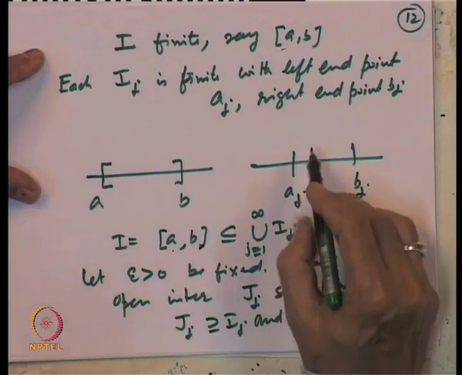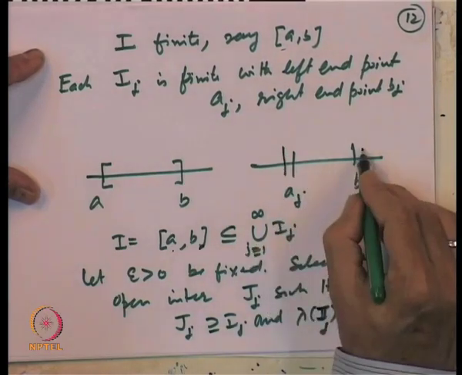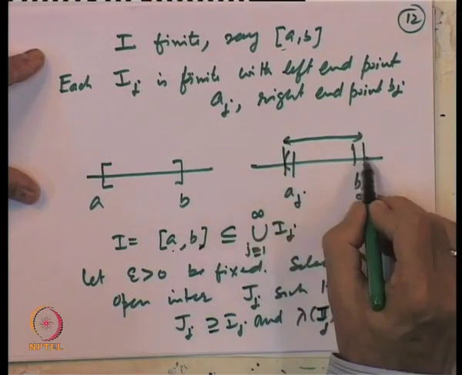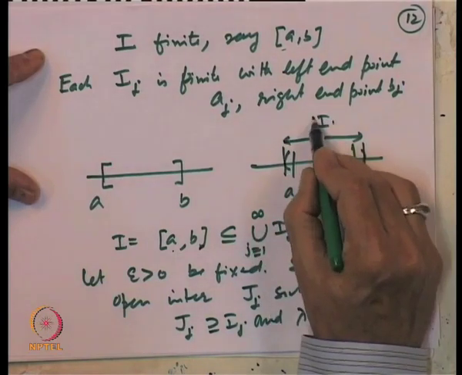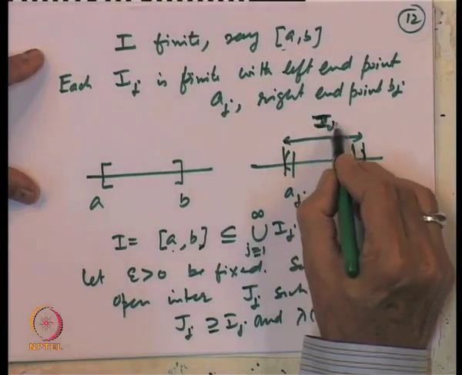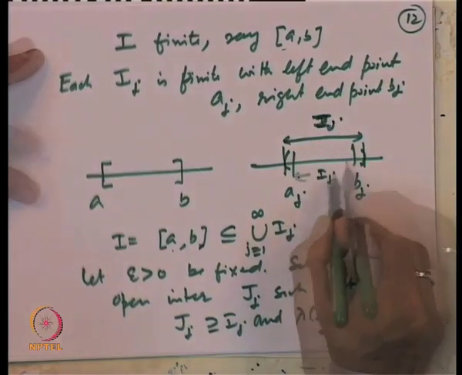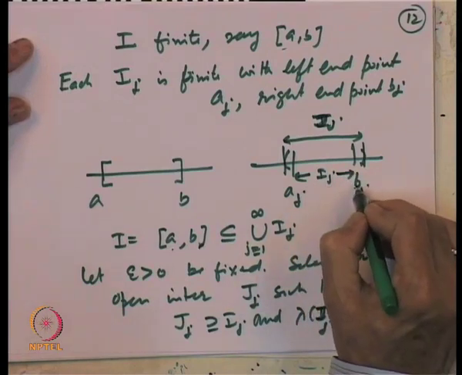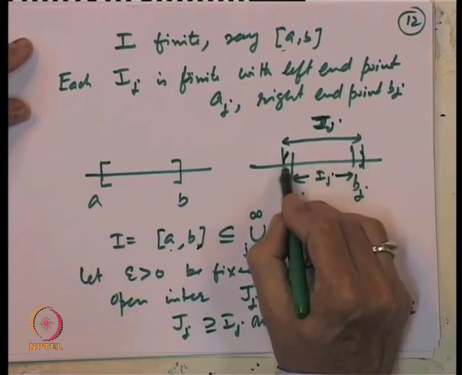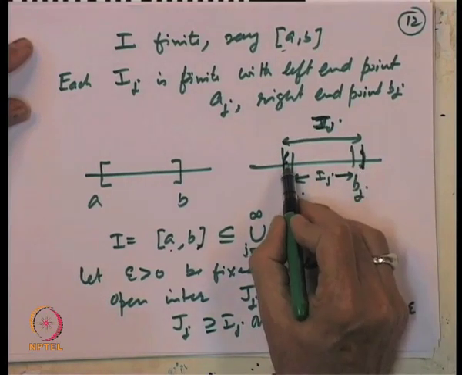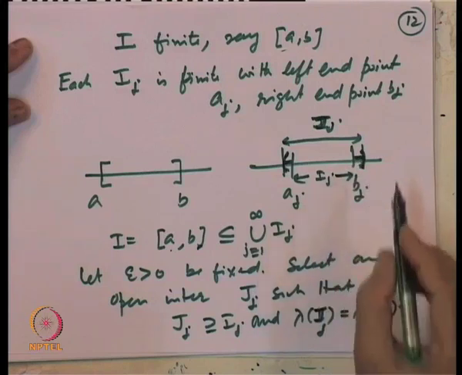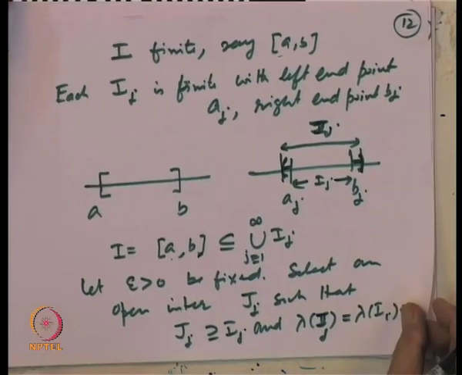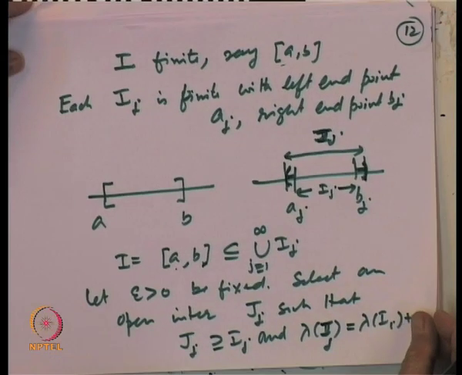So, slightly increase. What we are saying in this picture is: take an interval from here to here, an open interval from here to here, and call that J_j. Each I_j, which was from A_j to B_j, is enclosed in an open interval slightly bigger. The length portion that you add is at the most equal to epsilon. Now what happens is the following.